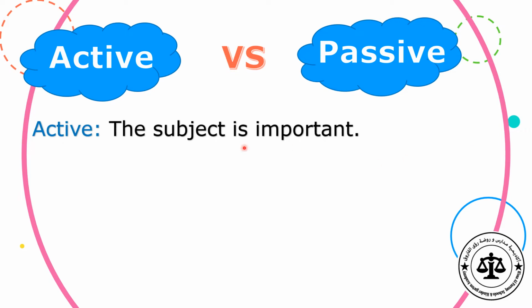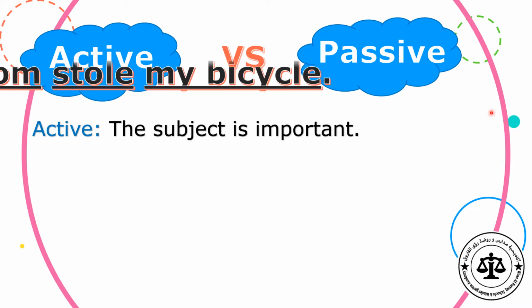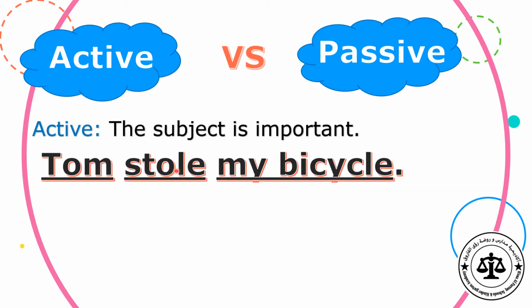Look, in the active, the subject is important. Subject, which means فاعل, is important. We have to write a subject in our sentence, or we have to start our sentence with a subject. Look at the example. Tom stole my bicycle. Tom is the subject. Stole, verb 2 or verb simple past, and my bicycle, it's an object.